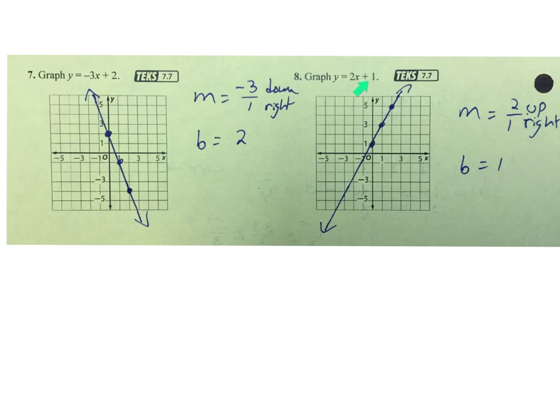Okay, over to the other one, positive. Now you're getting directions from there. Up 2, right 1, so start here. Up 2, right 1, up 2, right 1, count accurately.